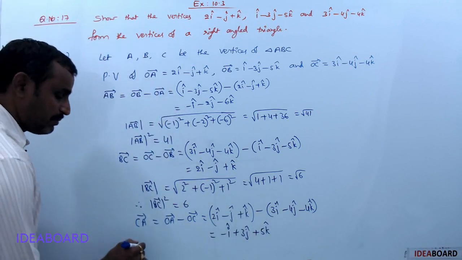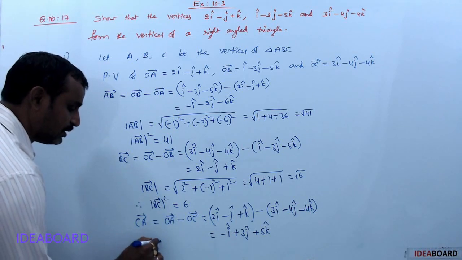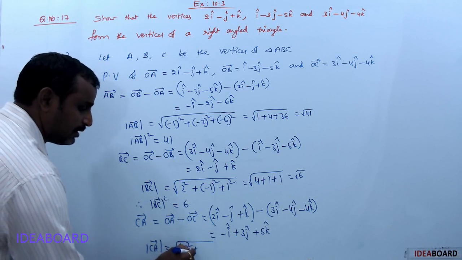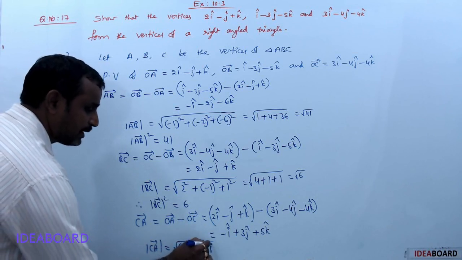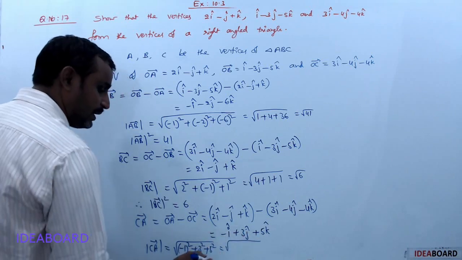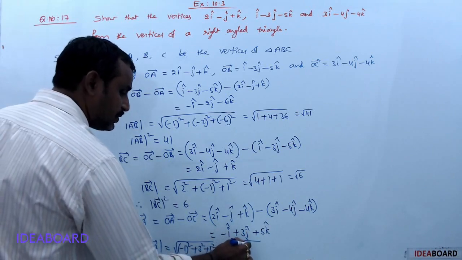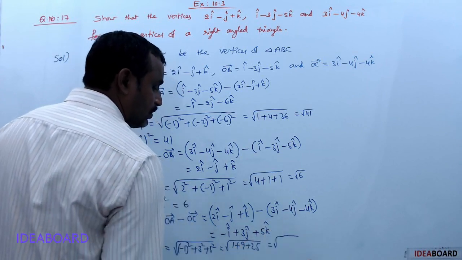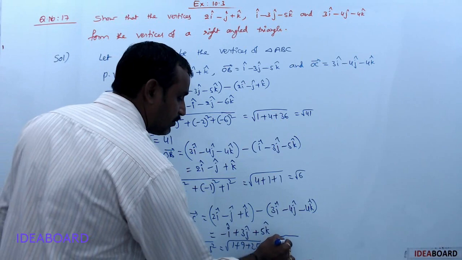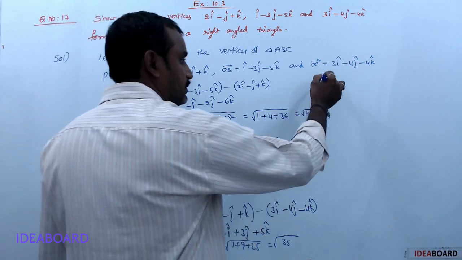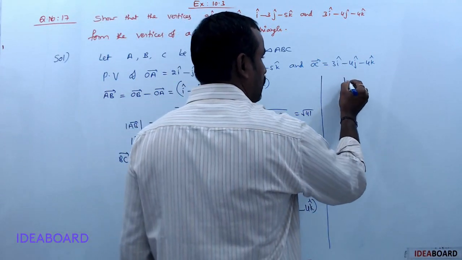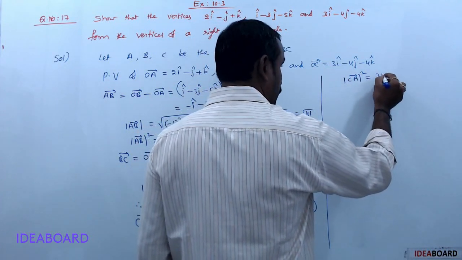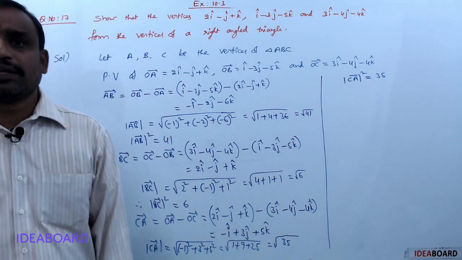So now magnitude of CA bar is equal to square root of minus 1 whole square plus 3 square plus 5 square. So now you can simplify, you will get 1 plus 9 plus 25, root 35. So from this, magnitude of CA bar whole square is equal to 35.